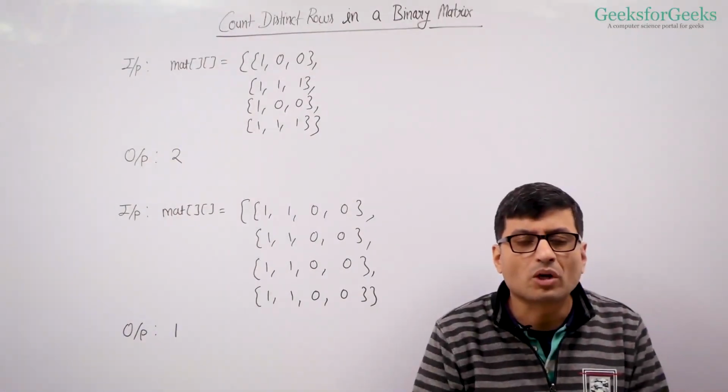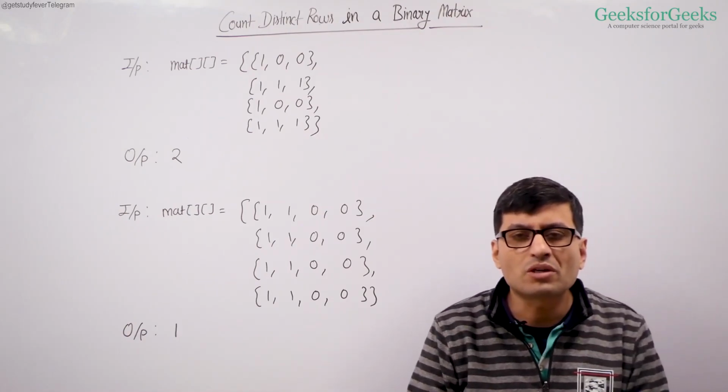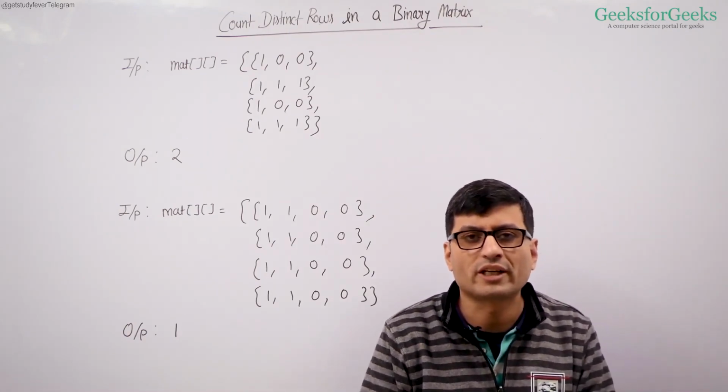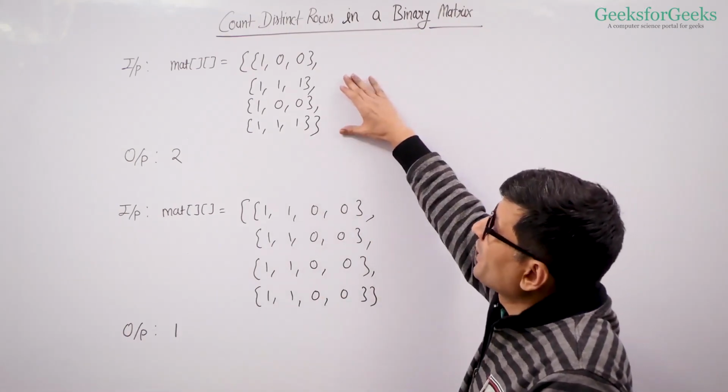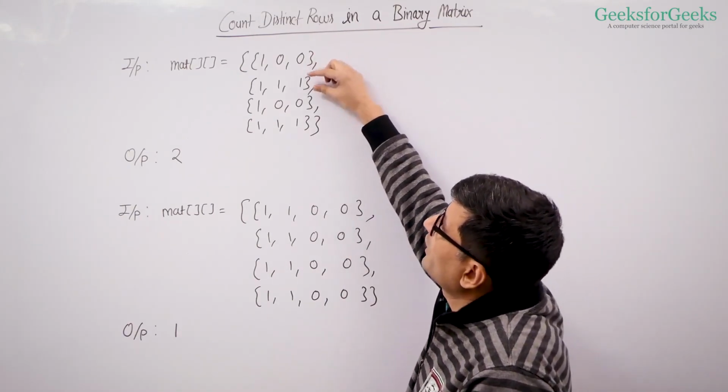Let us talk about this problem. We are given a binary matrix. We need to count how many distinct rows it has. Let's see this binary matrix. There are two distinct rows, this one and this one.